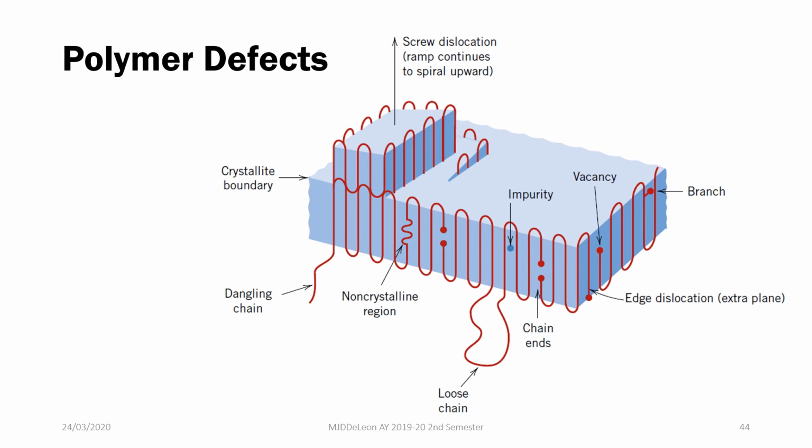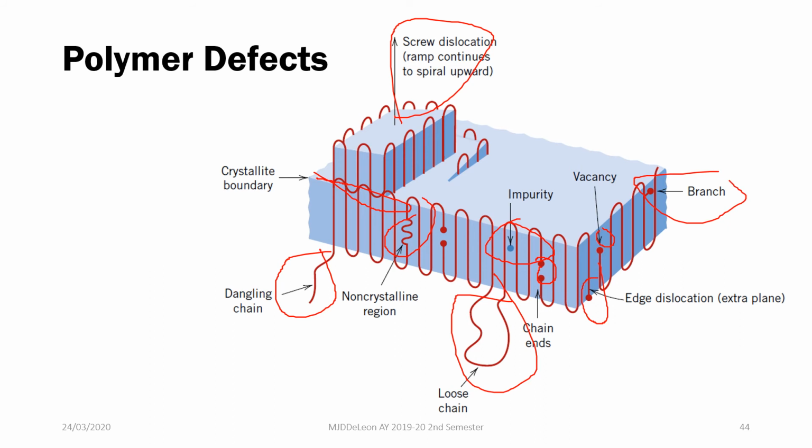So meron tayong boundary nung crystallite natin. So this is akin to like a grain boundary. Meron din tayong screw dislocation and edge dislocation dito. So meron din dislocations dito. You have also vacancies. You have the meeting of the chain ends. So parang meron kang discontinuity in the chain. You have the inclusion of impurities in your crystal. You have amorphous regions. You have chains that are not inside your crystallite. And you have branches and so on. So marami tayong pwedeng polymer defects in, well, our polymers.